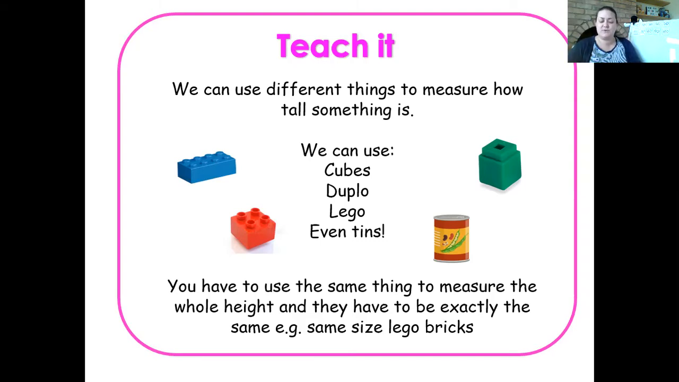So I couldn't use one Lego block and two Duplo blocks and say, oh, the thing I've measured is 3 blocks tall, because they're not the same, are they? So the whole thing needs to be the same. So if I was using Duplo, I would need to measure the whole of the object using Duplo. Okay, now it doesn't matter that they're different colours, but they all are exactly the same size. So these ones have all got the 8 holes on the top. They are all the same size.